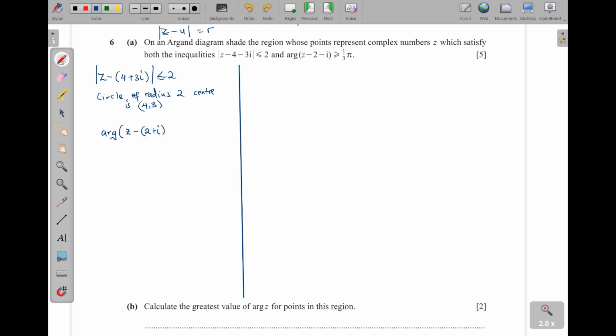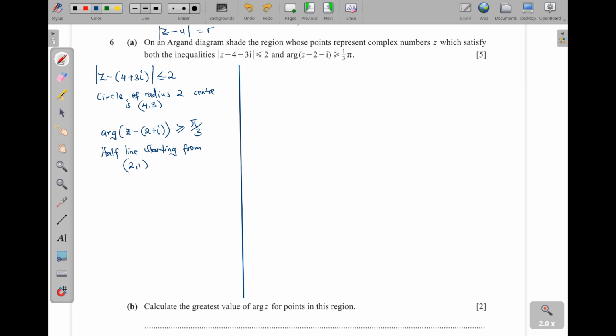Then this one is going to give us, this one is greater than or equal to pi over 3. So we have a half line here, a half line starting from 2, 1, okay? And then it has to make an angle of 60 degrees with the horizontal. Then I'm going to show you, if they say greater than, what does it mean?